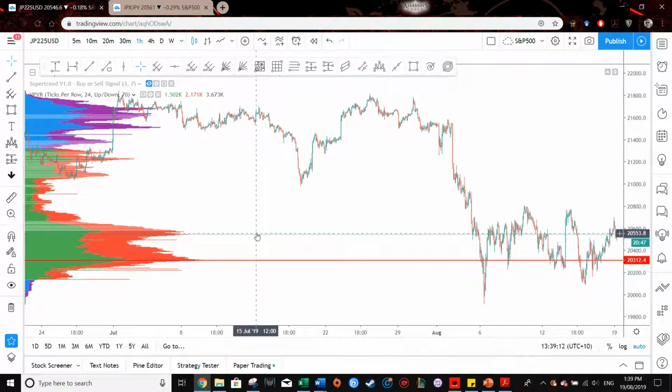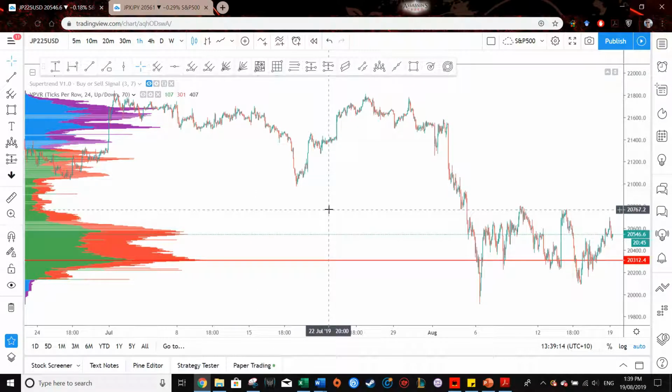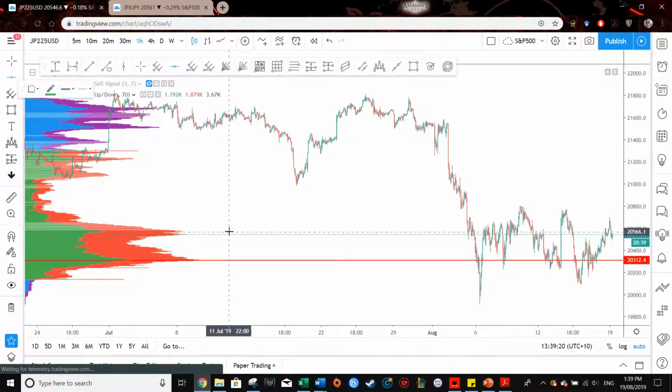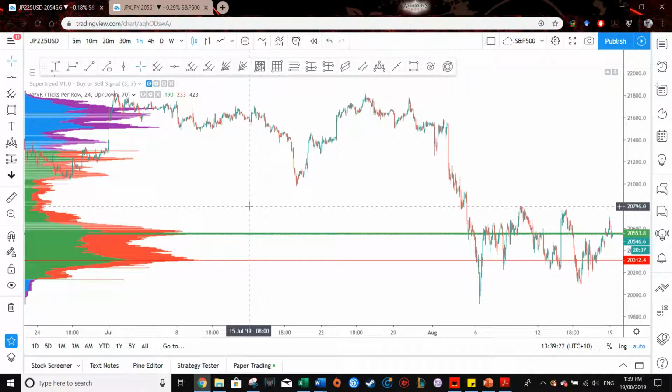So what am I looking at here? What am I doing here? I'm gaining a general idea of what's actually going on within the market. What I can see now is that right at this point, there's a lot of market activity.